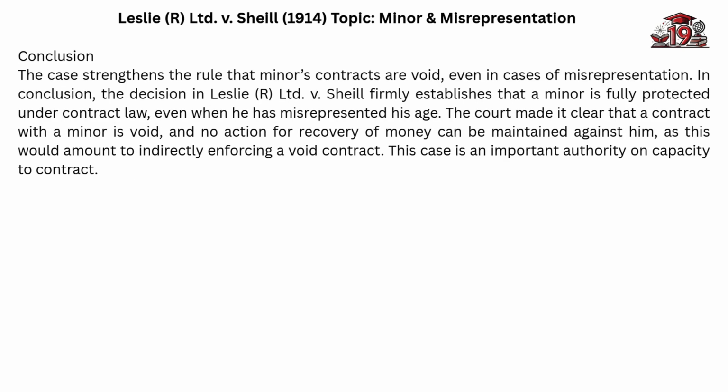Conclusion. The case strengthens the rule that minors' contracts are void, even in cases of misrepresentation. In conclusion, the decision in Leslie (R.) Limited v. Sheill firmly establishes that a minor is fully protected under contract law, even when he has misrepresented his age. The court made it clear that a contract with a minor is void, and no action for recovery of money can be maintained against him, as this would amount to indirectly enforcing a void contract. This case is an important authority on capacity to contract.